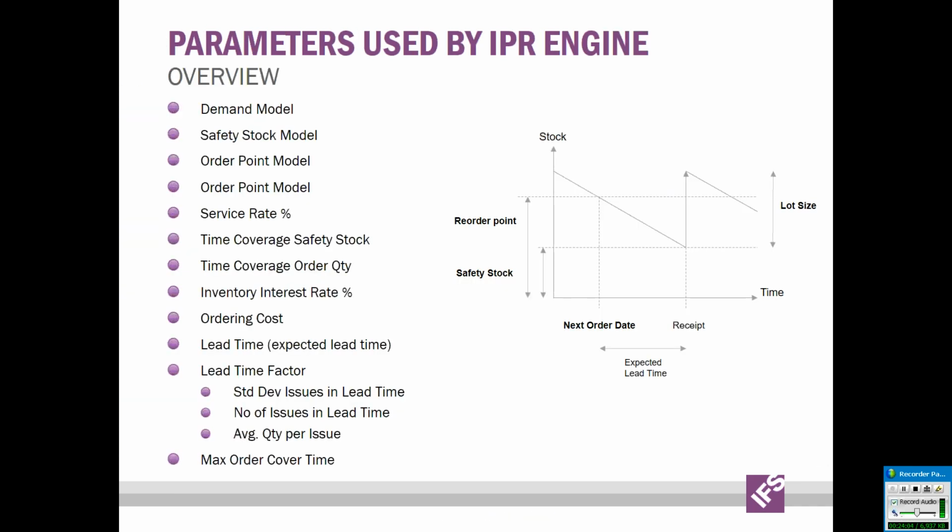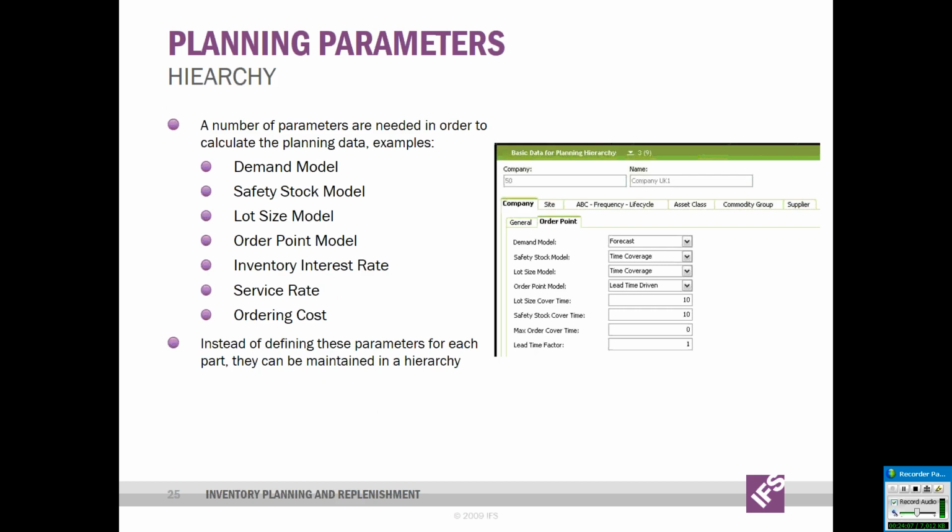So, we talked about the parameters enough. How do we set this up to make it work? Well, we need a number of these parameters. We need, how are you going to express demand? Because remember that what IPR represents really is reorder point, but with an element of demand forecast. So we need to identify what model we're going to use for demand, what model we will use for safety stock, for lot size, for order point. And then we may have these three settings to also consider, especially if we want to use EOQ as a calculation.